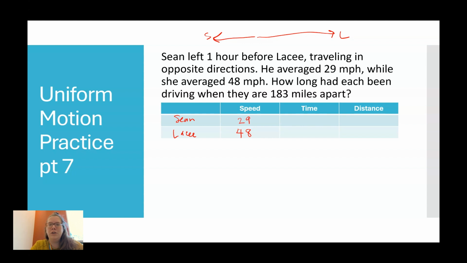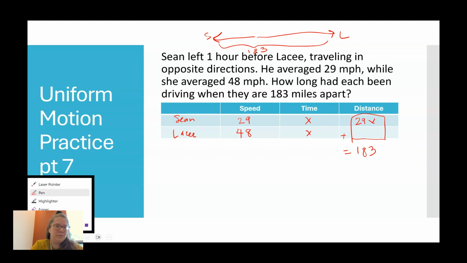How long had each been driving when they were 183 miles apart? So these two arrows are adding up to 183, and we're looking for the time. Now, when we are driving apart from each other or towards each other, whichever way, and we're getting to a point where we're a certain distance apart, that time is the same for both of us. So the time is identical in these. 29x. Ooh, back up, Lindsay. That is not accurate.